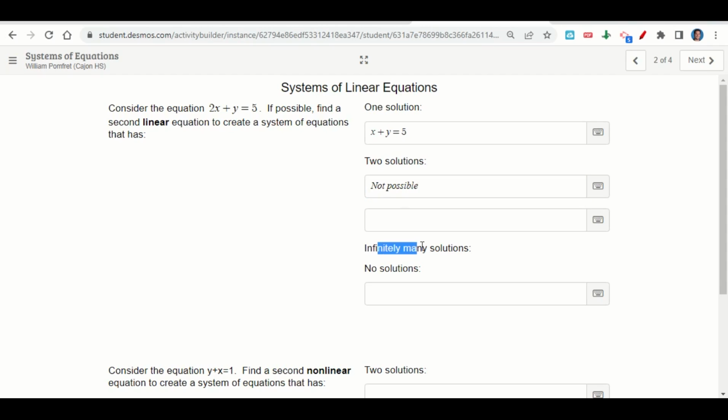Now what about infinitely many solutions? So in order for it to have infinitely many solutions, it needs to have the same equation for the line. So we could just type that in again. 2x plus y equals 5.